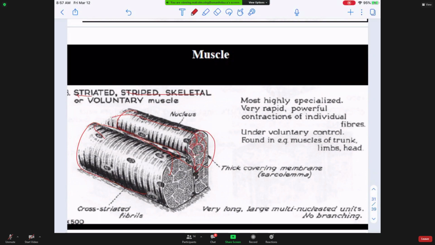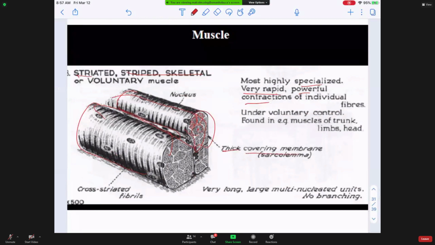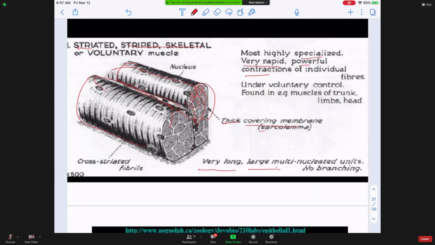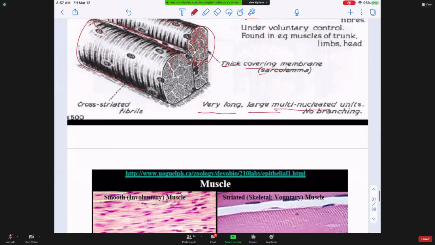Skeletal muscle is the most highly specialized, with very rapid, powerful contraction of individual fibers. A lot of individual fibers make a bundle. The thick covering membrane we call the sarcolemma. So it's a very long, large, multinucleated unit with no branching. You see the cross-striated structure of the fibers.